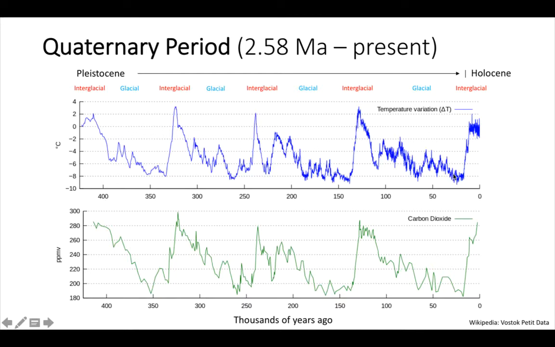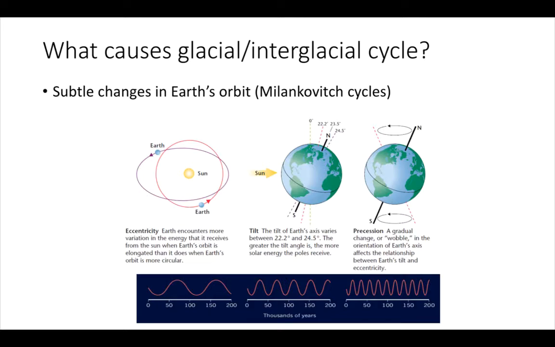So what is causing these ice ages, these glacial and interglacial cycles on these fairly predictable intervals? It's actually subtle changes in Earth's orbit, these natural Milankovitch cycles. So you'll get a brief introduction of these from me here. Basically, there are three changes that can cause the distribution of sunlight over the Earth to change fairly dramatically and cause these changes in glacial interglacial cycles.